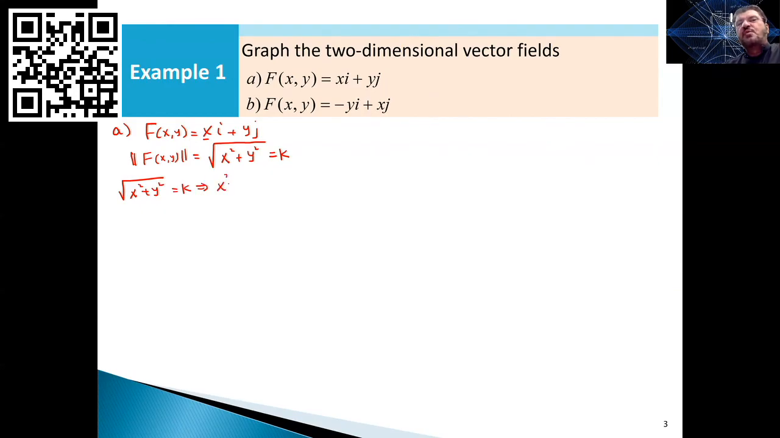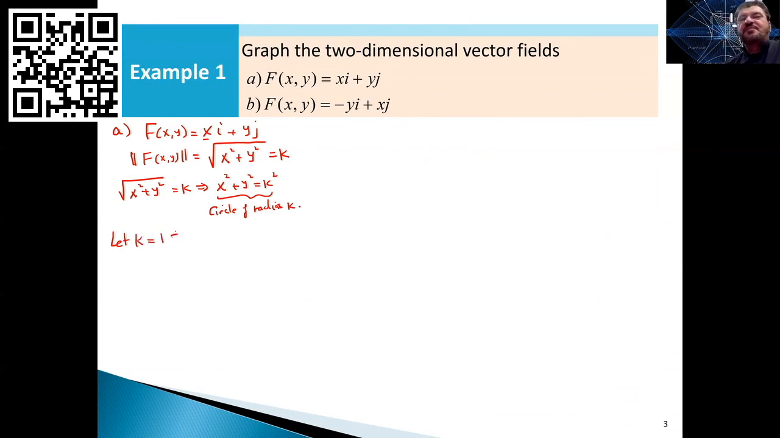So what do we have now? We have x squared plus y squared is equal to what? k squared. What is this? This is an equation of a circle of radius k, isn't it? So this is a circle of radius k.